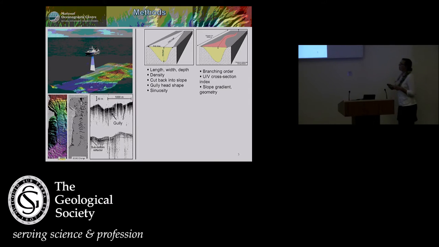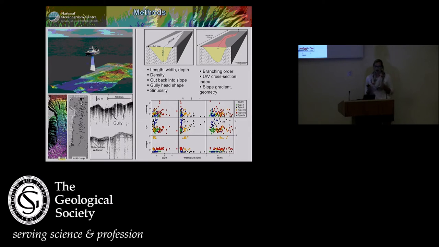So I've been measuring gully length, width, relief, the density of gullies, how far they cut back into the continental slope, the head shape, the sinuosity of the channels, how they're branching, the cross-sectional shape, for example, and also environmental parameters such as the slope gradient, the slope geometry, and the environmental setting that they're found in. And I've been using statistical and quantitative analysis to identify quantitatively distinct gullies from these different environments. This is just an example of some of the different cross plots that you can see of some of the different gully parameters.